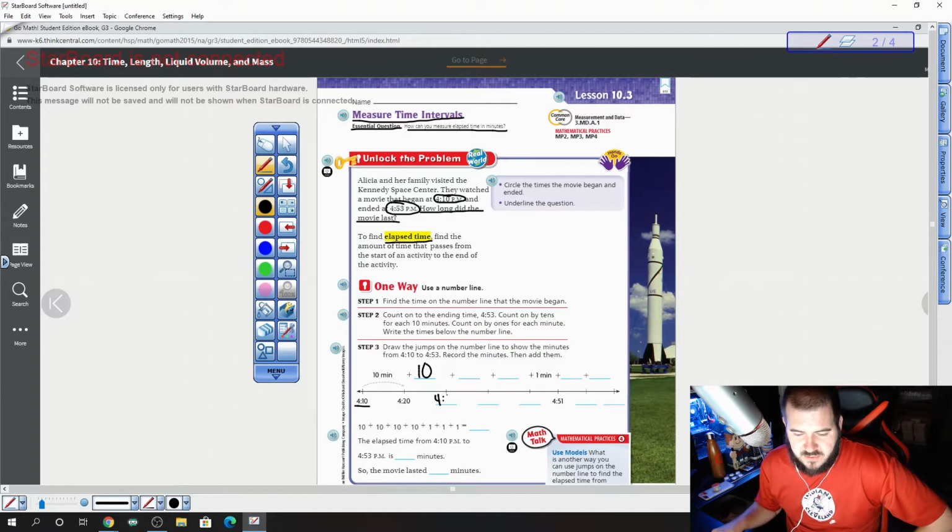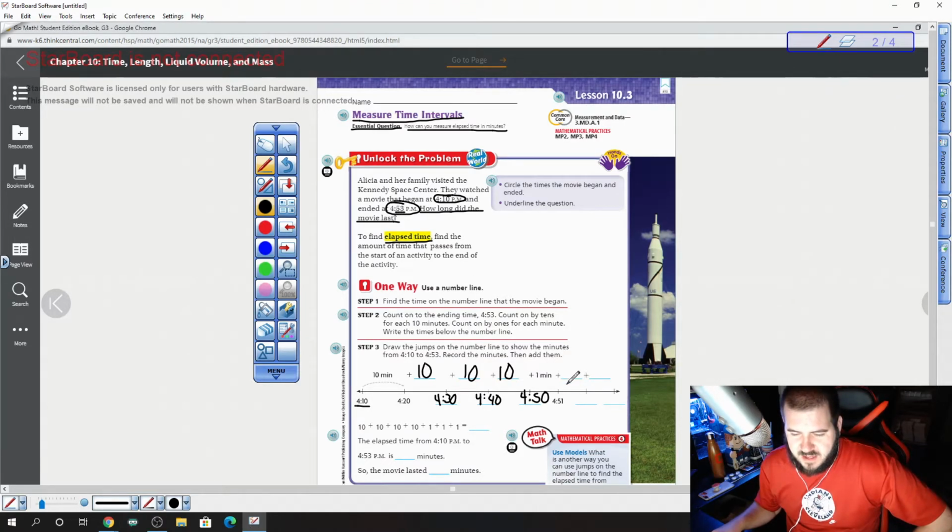We're going to add 10 more minutes to get to 4:30. We're going to add 10 more minutes to get to 4:40. It's important to remember what our ending time is. We've got to get to 4:53. So when we get to 4:50, we want to stop and count by 1 minute. We're not at 4:50 yet. We're at 4:40. We're going to add 10 more minutes to get to 4:50. Now we're at 4:50, and now we can count by ones until we get to 4:53.